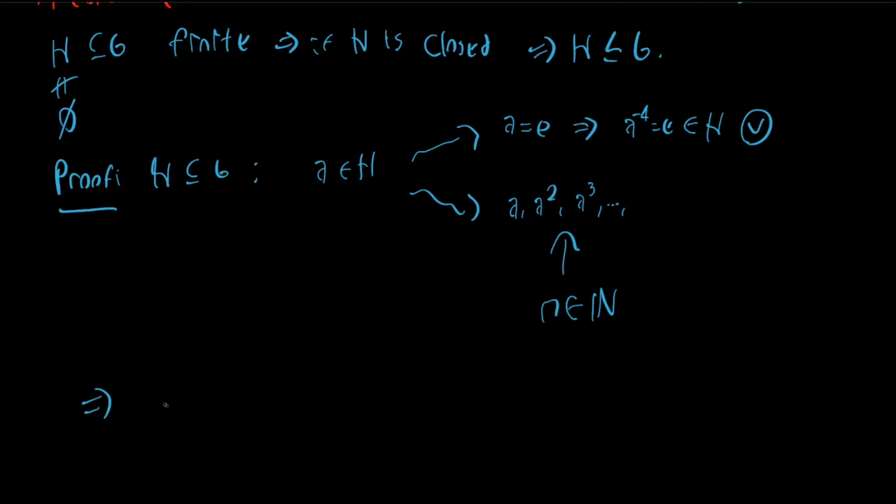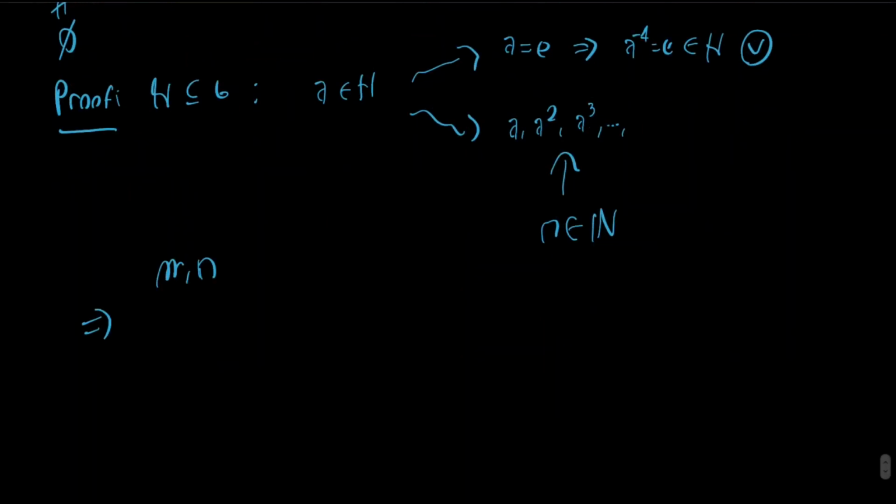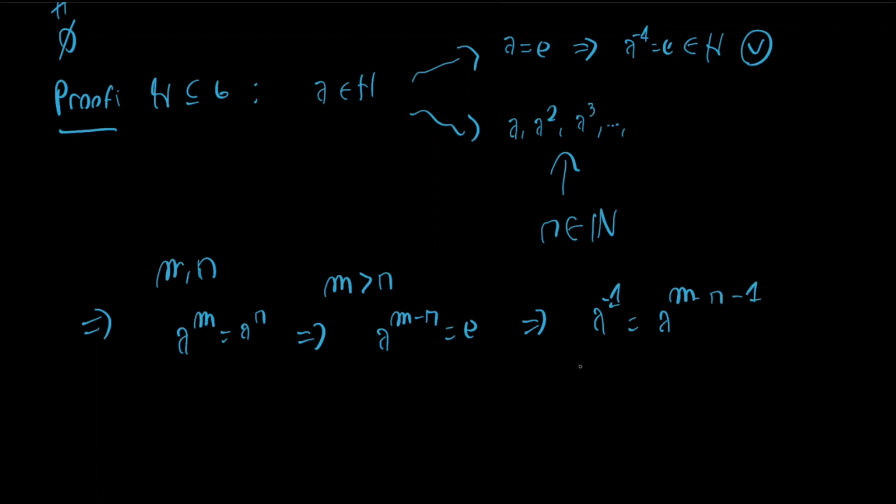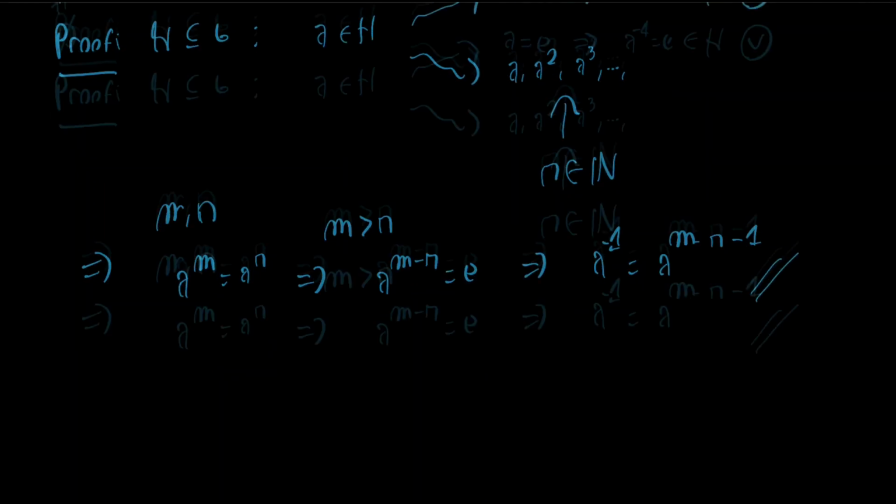So in general, we can find values m and n, powers in this succession of numbers, such that a to the m is equal to a to the n. Without loss of generality, we can suppose that m is greater than n. What will this imply? This will imply that a to the m minus n is equal to the identity. From this equation, it's very simple to understand that the inverse of a will just be a to the m minus n minus 1. And so with this, we have concluded our proof of this fact.